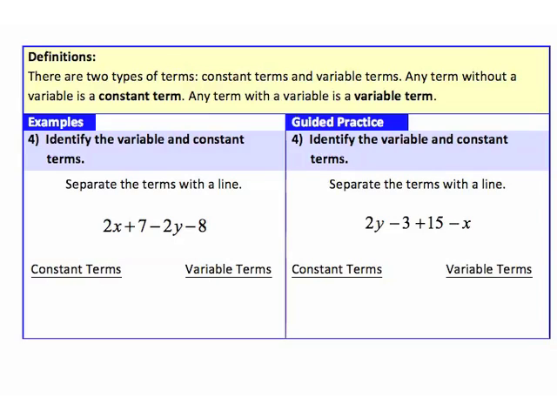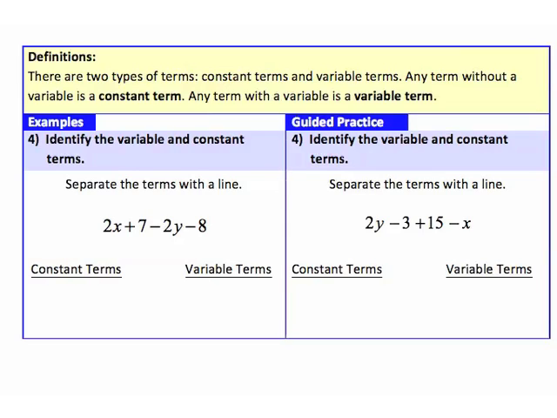Let's take a look at a couple more definitions. There are two types of terms, constant terms and variable terms. Any term without a variable is a constant term. Any term with a variable is a variable term.